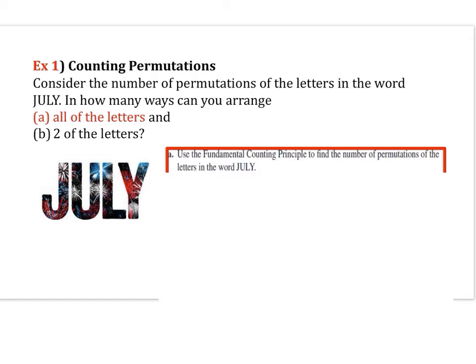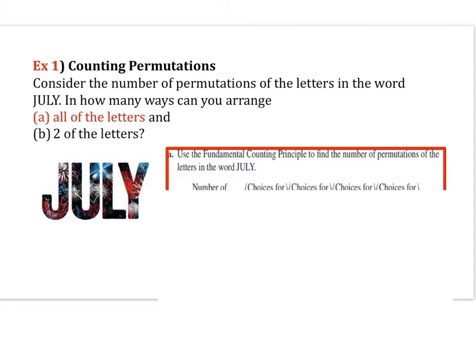Well, let's use the fundamental counting principle to find the number of permutations of the letters in the word July. Now the fundamental counting principle: an event can occur in m number of ways. In other words, it's an unknown number of ways. And another event can occur in n number of ways. So it's just a different number of ways. Then the number of ways that both events can occur is m times n. So these two numbers multiplied together.